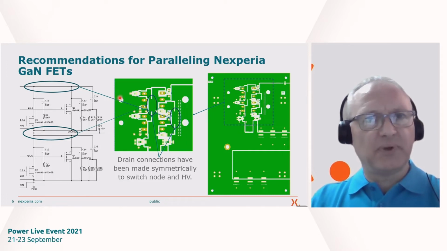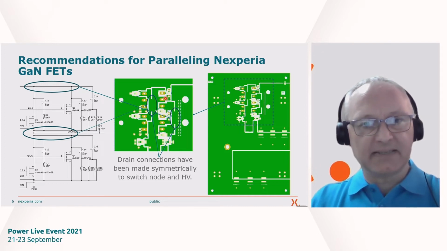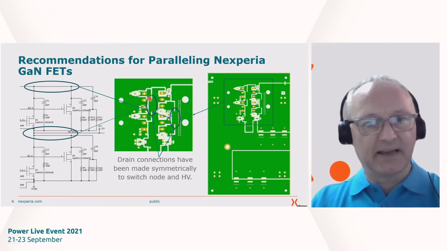And the point to note here, and has been highlighted in this image in the center, is that the copper plane for the drain connections of the GaN FETs, which are these connections here, here, here, and here, have been made symmetrically as shown.